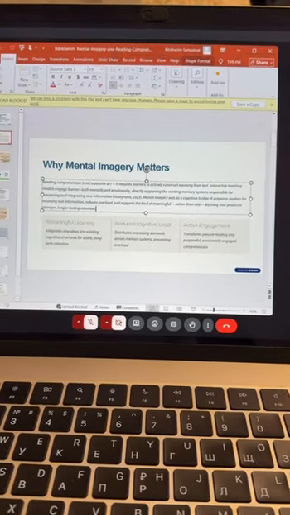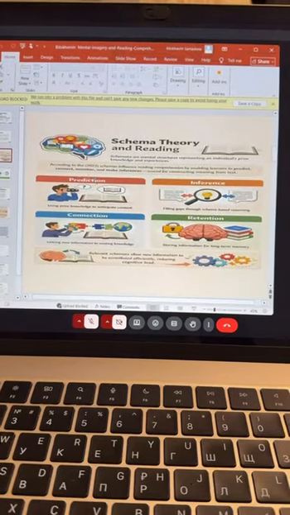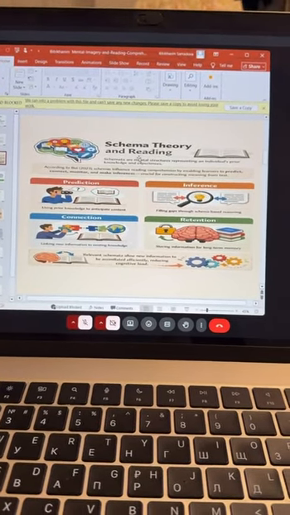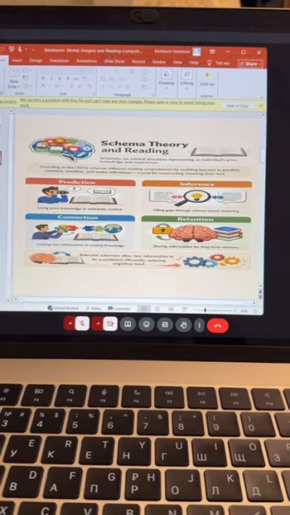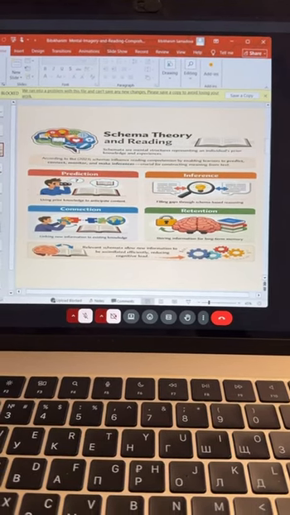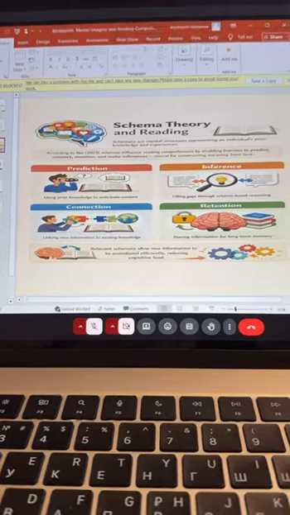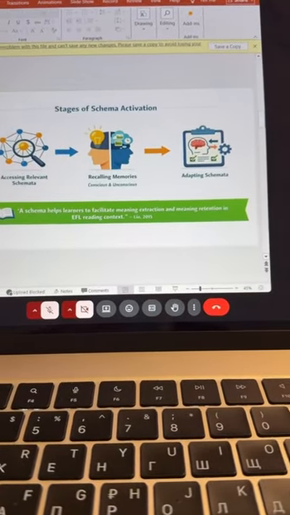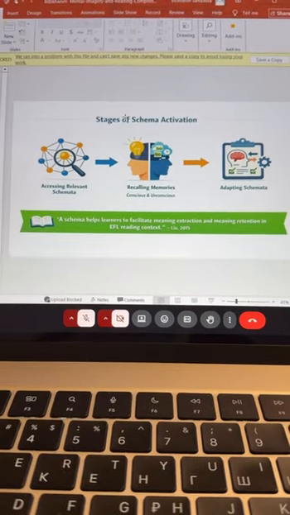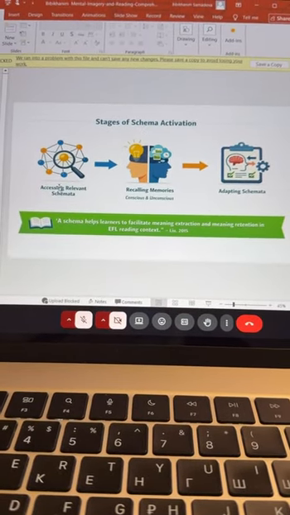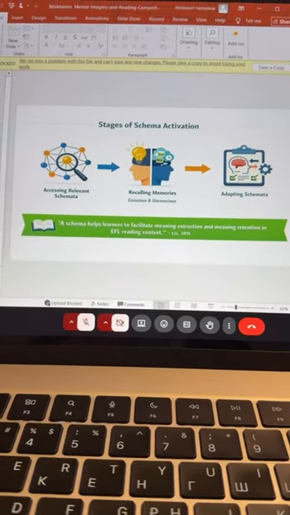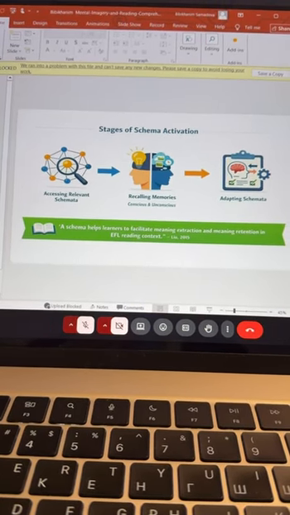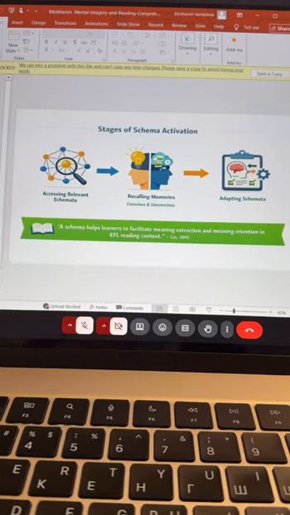Mental imagery strategies have been grounded in some theories. For example, maybe you have heard in pedagogy schema or schemata, as it can be pronounced in different ways, theory. Schema theory, I want just to show you the stages of it. First of all, we are assessing relevant schemata. What does it mean? The already existing information or knowledge, and then recalling memories, consciously or unconsciously.